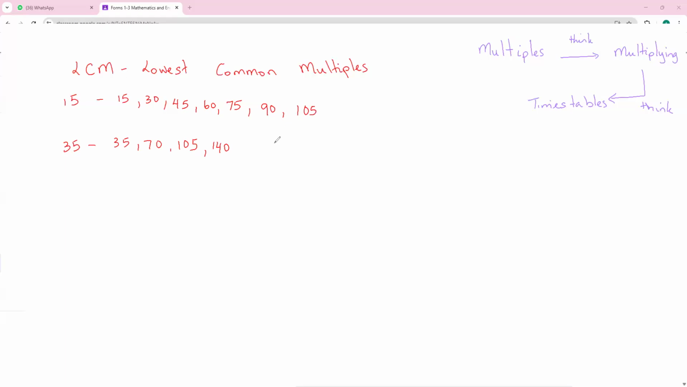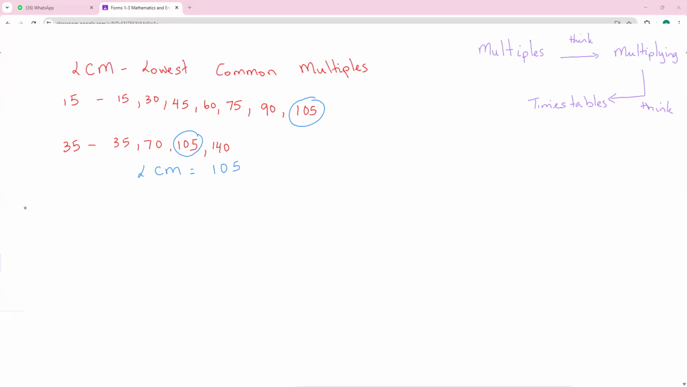Right? So we realize that 105, they are in common. So for the LCM, think multiplying. And when you're multiplying, think your times tables. So whatever pair, or even if it's more than two numbers, you look at the timetable for each of them, and you look for the lowest in common. Let's try one more.